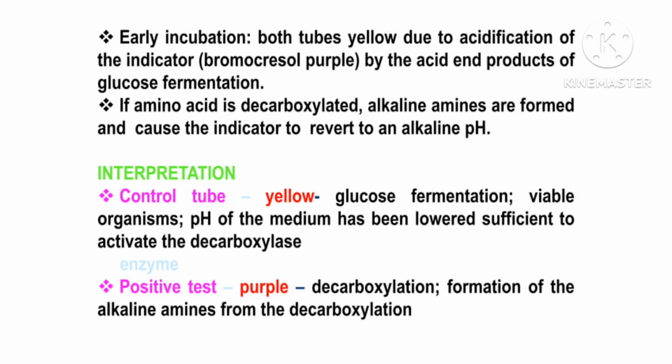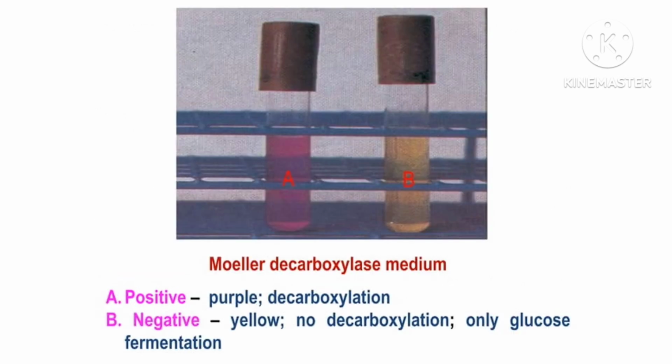Viable organisms lower the pH of the medium sufficiently to activate the decarboxylase enzyme. Only at the lower pH do decarboxylase enzymes get activated. A positive test shows a purple decarboxylation reaction, the formation of alkaline amines from the decarboxylation. Since the alkaline amines are formed, the indicator reverts to alkaline pH, so the positive test result will show purple color in the tube.